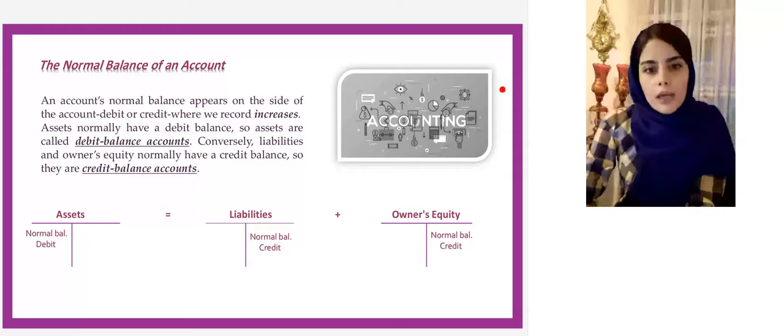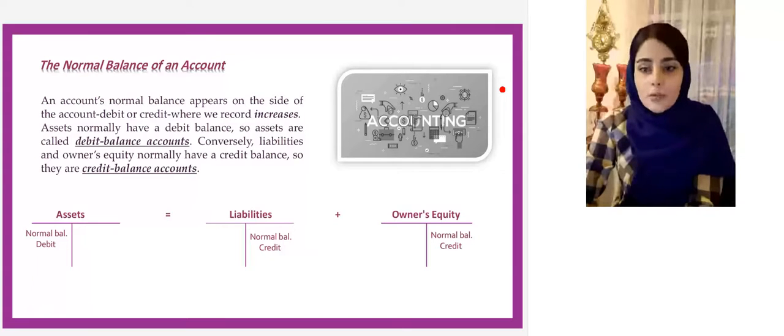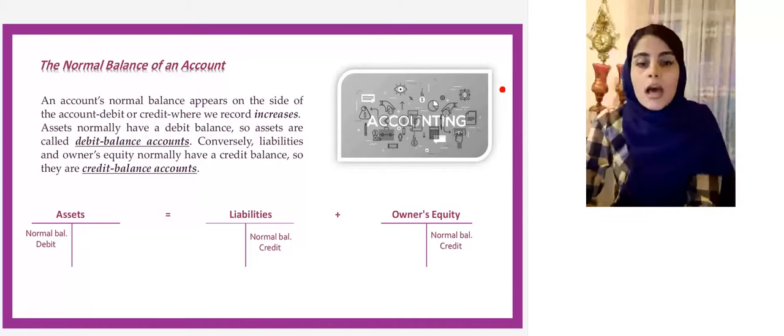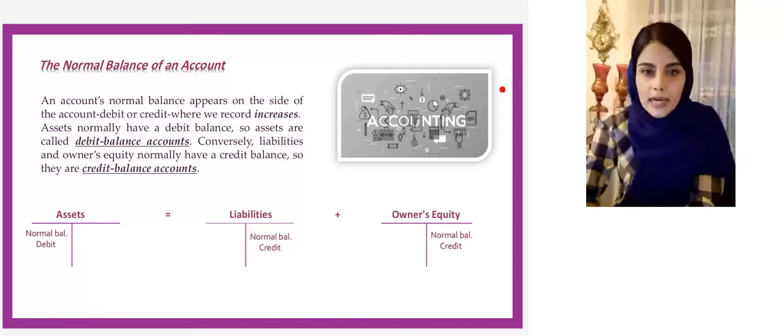The normal balance of an account appears on the side of the account, debit or credit. For example, the normal balance of assets is debit, so we call them debit balance accounts. And for liabilities and owner's equity, the normal balance is credit, so we call them credit balance accounts.